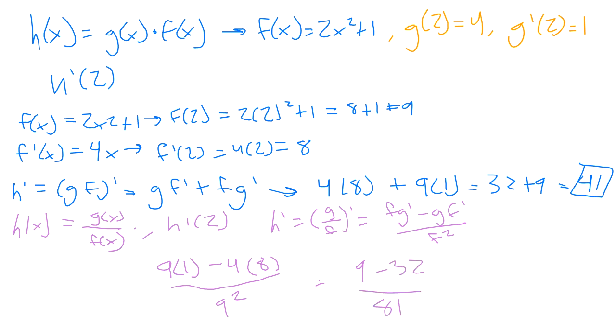If you want to go a little further and do 32 minus 9, that would get us 23. So we'd be left with negative 23 over 81. So if you ever are stuck in a situation where you may have a table of values, but you don't necessarily know a function, you can still go ahead and apply your derivative rules. You just have to be able to know when and where to plug things in.